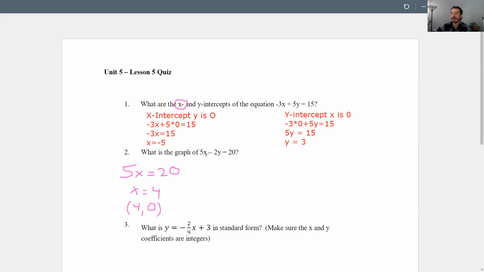Let's look at the y-intercept. I'm going to set my x equal to 0. 5 times 0 is 0. I have a negative 2y equals 20. What do I need to multiply negative 2y to get to 20? Well, negative 10. Meaning that I have a point at 0, negative 10. So what does my graph look like?